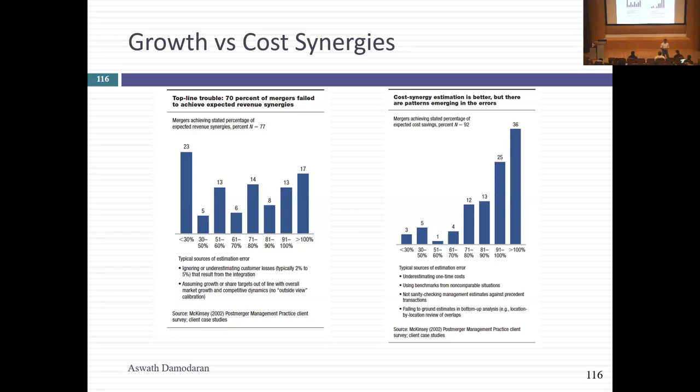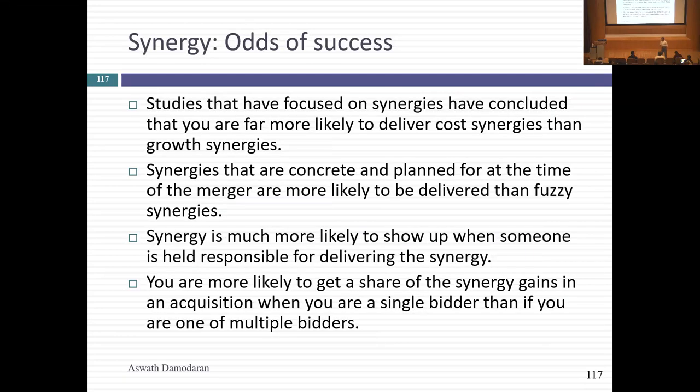That's a pretty high percentage of companies that deliver most of it. If in contrast, when you look at growth synergies, out of the 77 companies, only 17 delivered growth synergies that were 100% or greater. So less than one in five companies delivers 100% of growth synergies. Almost 60% of companies with cost synergies deliver on their promises. So if you are in charge of thinking about synergy, the rules are very simple. Go after cost synergies rather than growth synergies.